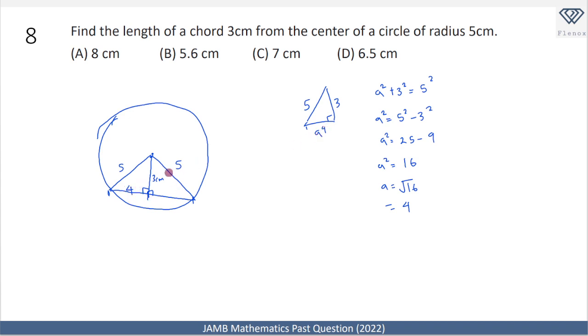Using the same logic, if we calculate for this other side, the distance from here to here will also be what? 4, making use of Pythagoras theorem. So the entire length of the chord is going to be 4 plus 4, which is going to give us 8. And the correct answer to this is A. So let's move on to the next question.